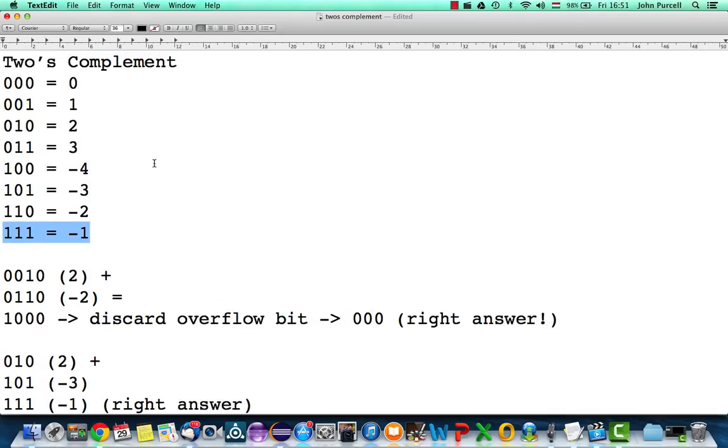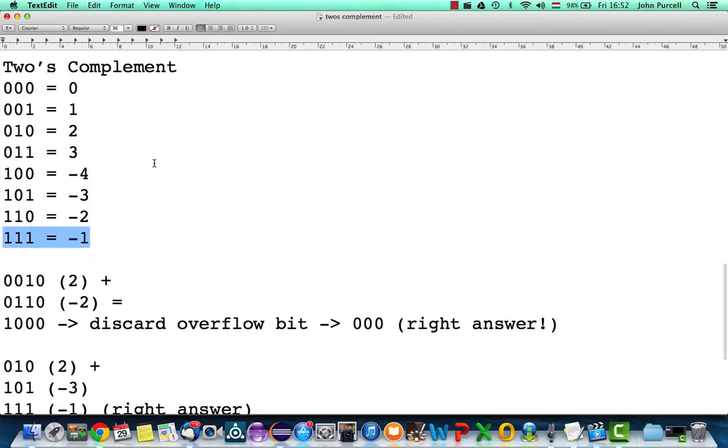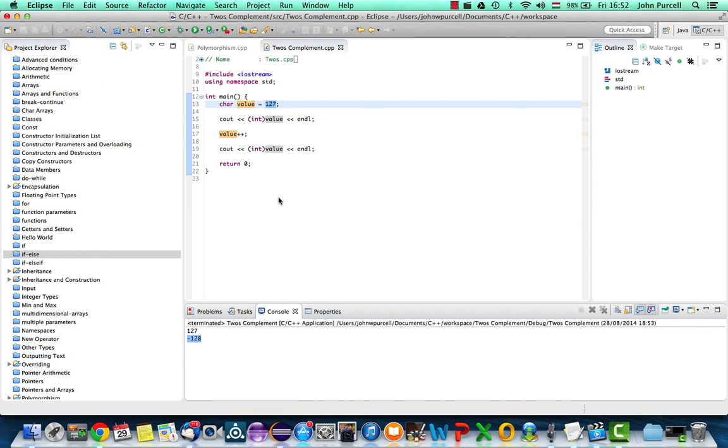And yeah, adding 2 positive numbers or adding 2 negative numbers, it works just the same. The only thing you have to bear in mind is that if you get an answer that's too big to fit in your type, then you are going to get an overflow. It's not going to fit in 3 bits or 8 bits or whatever. But this system, 2's complement, is the way that we represent numbers in the computer's memory, because it doesn't waste any values. There's only 1 0, and it makes arithmetic really natural to do. We just have to discard some overflow bits.